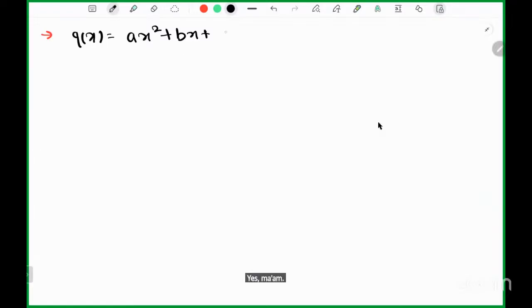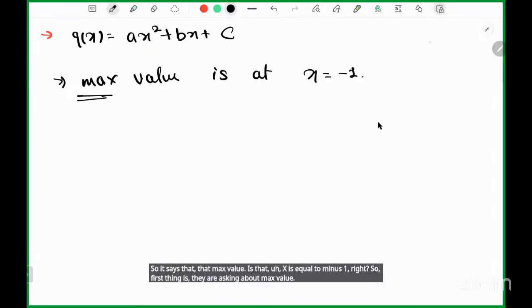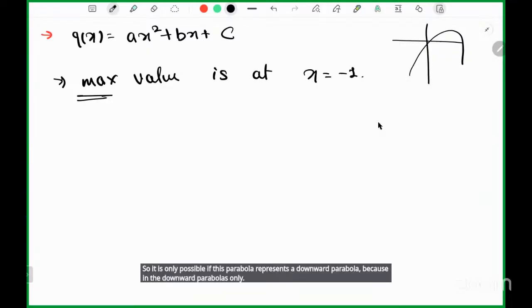So q of x is equal to ax square plus bx plus c, where a, b, c denote real numbers, a not equal to 0, with the following information. The maximum value attained by q of x is at x equals -1. Okay. So it says that max value is at x equals -1. So first thing is they are asking about max value. It is only possible if this parabola represents a downward parabola, because only in downward parabolas can we have a maximum value.